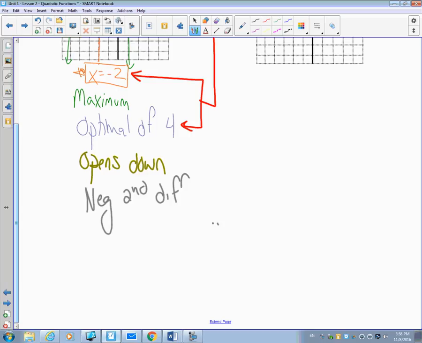Okay, and there's one more connection here we're going to talk about. If you know second differences, which we do, and you then know that it opens down, if you know it opens down, you then know it has a maximum. They have to go together. Maximum means down, down means negative. So if you know any of these three things here, you actually know the other two.